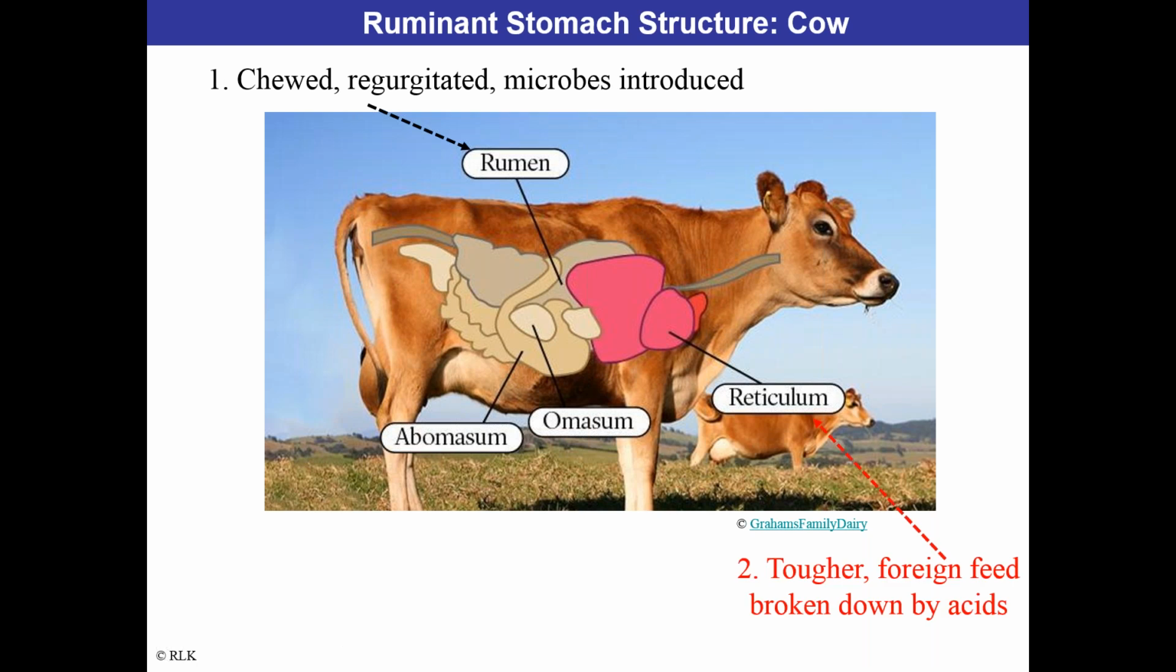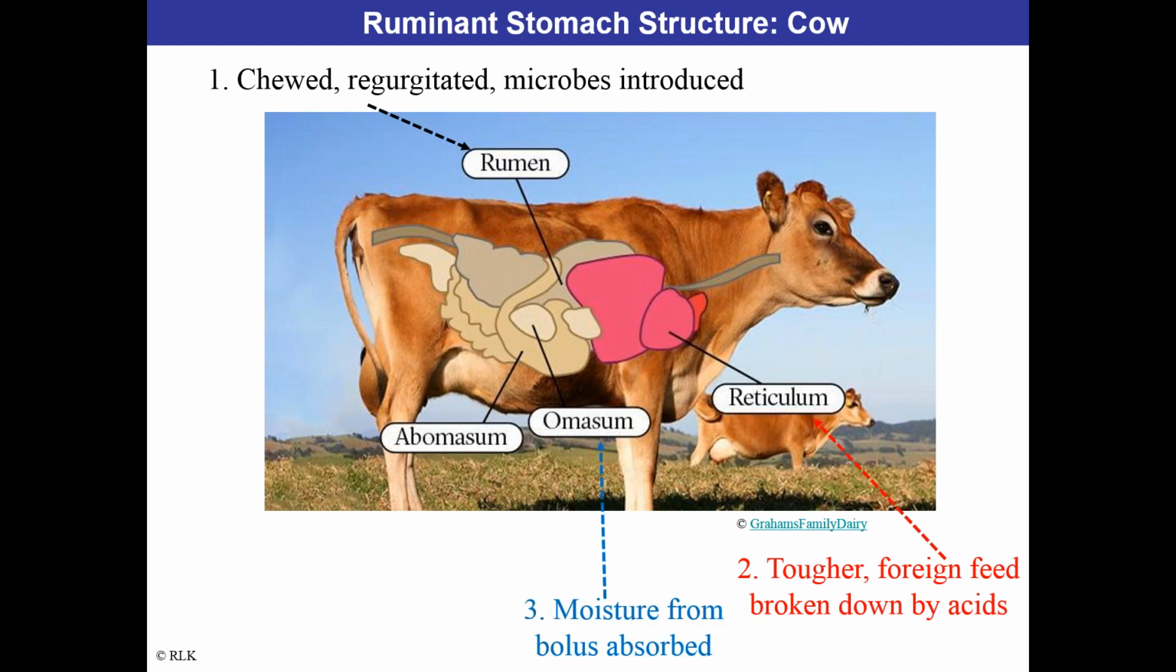Then it'll be introduced into the reticulum, where there's actually a more, I don't want to say a tougher environment, but it's definitely more robust. So this is where the acids are going to be introduced. This is where you're going to have other types of microbes that are going to be able to get in there and try to work on the tougher material that wasn't able to be broken down efficiently in the rumen.